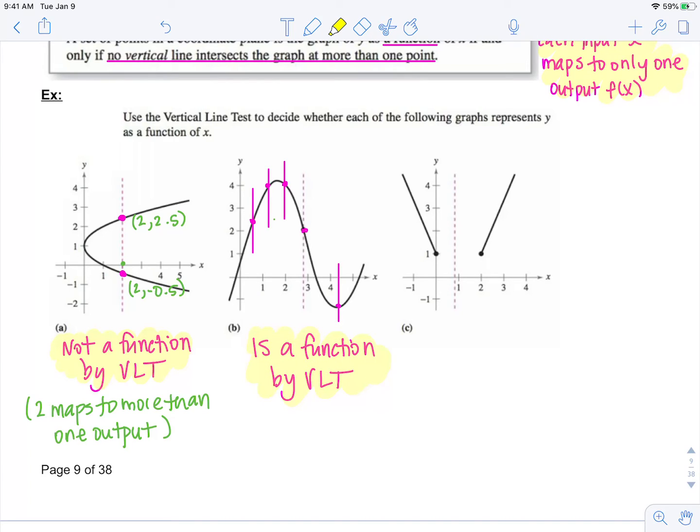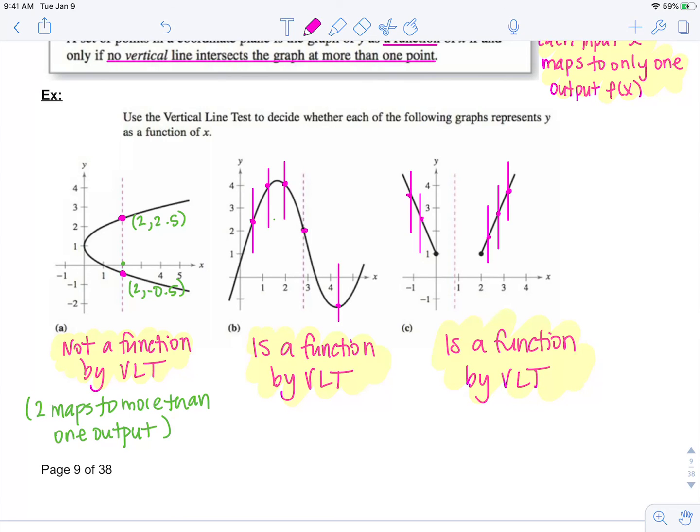And then here in part C, they've drawn one vertical line, but remember we can draw an infinite amount, and you could just visualize this in your mind, right? You don't have to actually draw these. But no matter where I draw a vertical line, it only hits my graph at one point. So this is a function by the vertical line test.